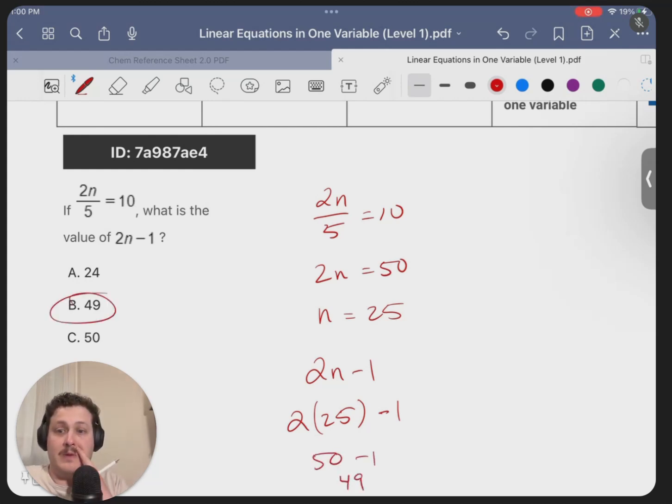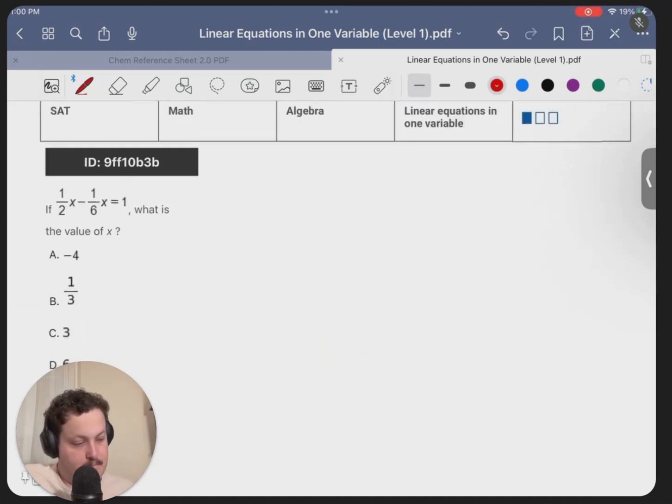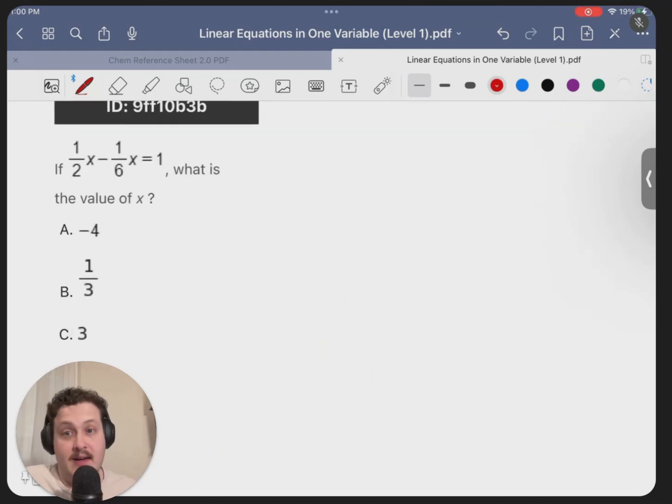Boom. Good. So what have we talked about? Isolating variables is pretty important. It's your job to get n by itself or x by itself. That's exactly what's happening here. It's asking us what's the value of x. All right. So you've got to know how fractions work, right?